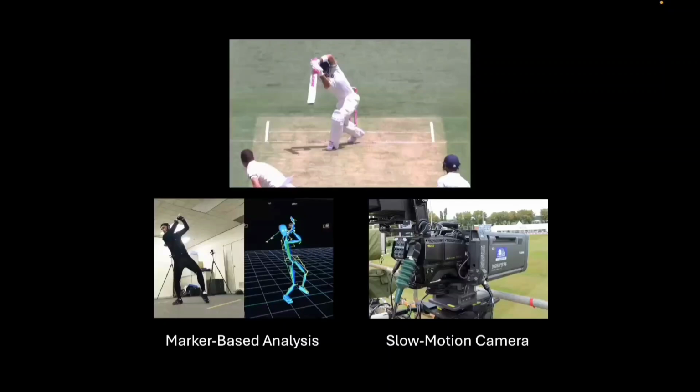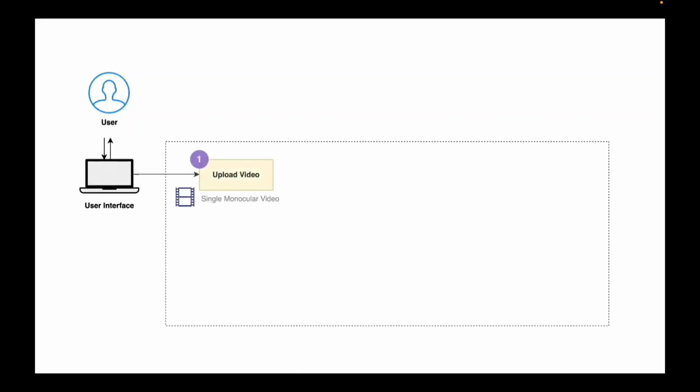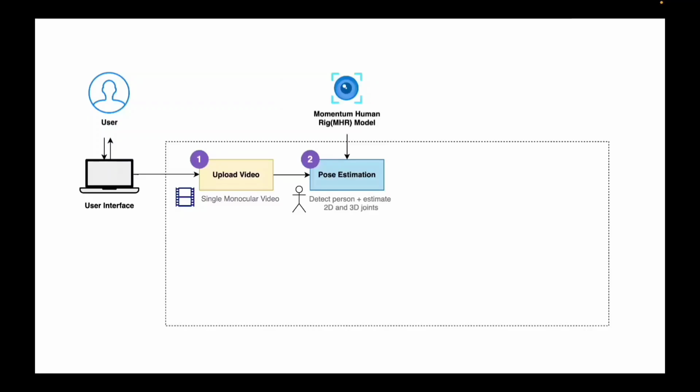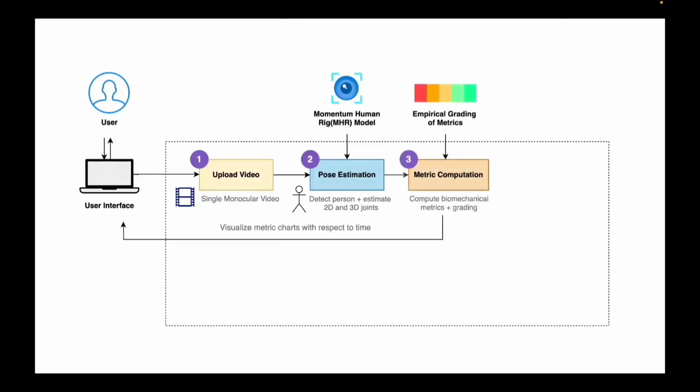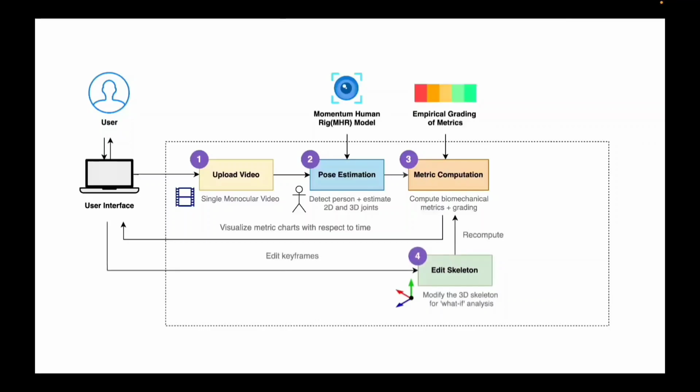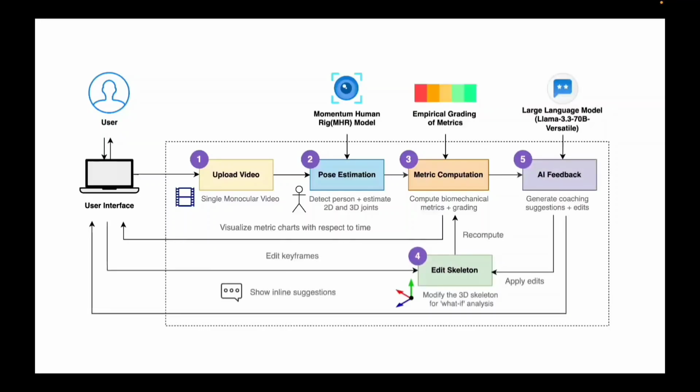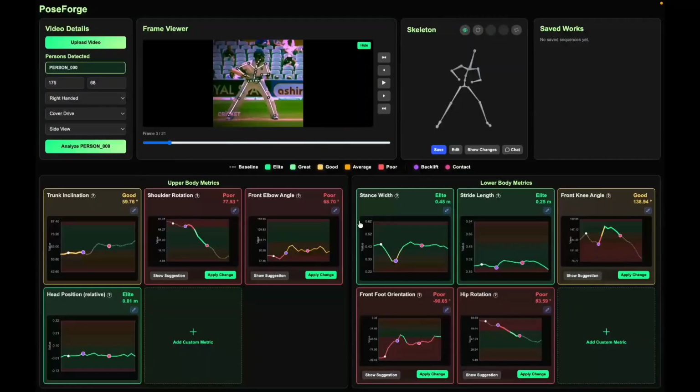physically grounded manner. PoseForge addresses this gap by taking a single monocular video as input and reconstructing a temporally consistent 3D skeletal representation of the athlete. It computes a suite of kinematic metrics graded against empirically derived performance thresholds and allows coaches and analysts to simulate corrected postures with AI-assisted suggestions, all within a browser and without requiring any specialist equipment. We will demonstrate PoseForge through a case study of cricket.